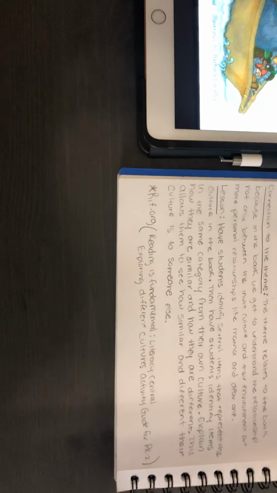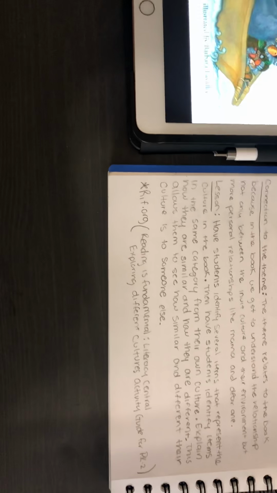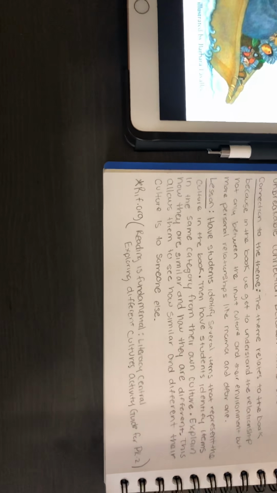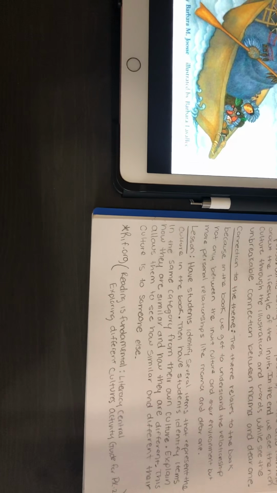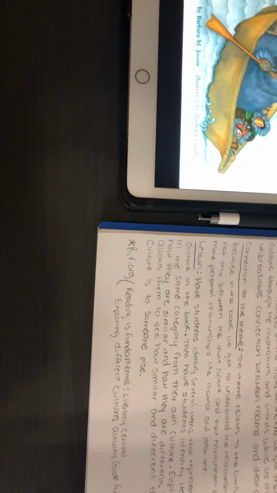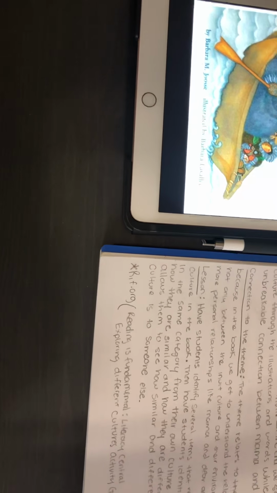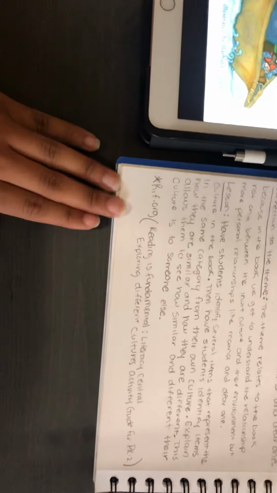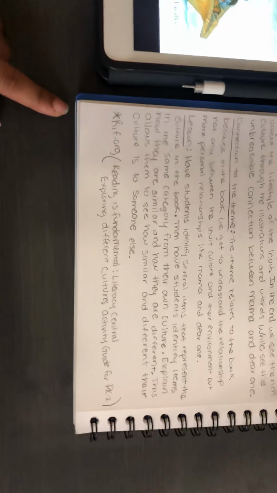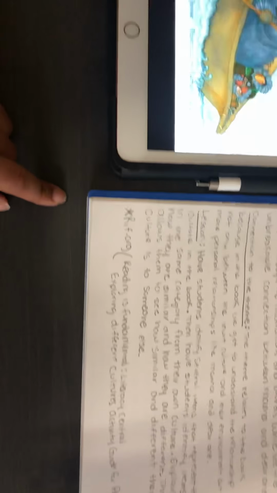And the lesson I have for this is have students identify several items that represent the culture in the book. Then have students identify items in the same category from their own culture. Explain how they are similar and how they are different. This allows them to see how similar and different their culture is to someone else's. Oh, and I put the websites where I got these ideas for the lesson.